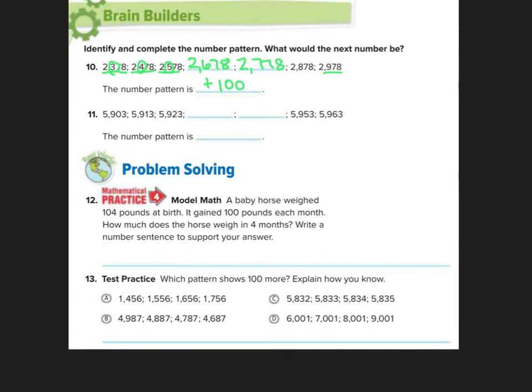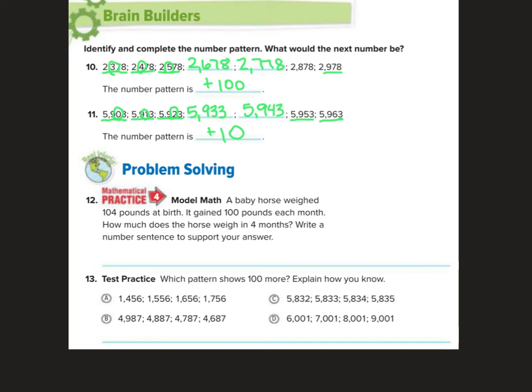Okay, so here, let's look at number 11. 5,903, 5,913, 5,923. And I'm noticing the tens place is what's changing. 0, 1, 2. So our next one is going to be 5,933, 5,943, 5,953, 5,963. The number pattern is plus 10.